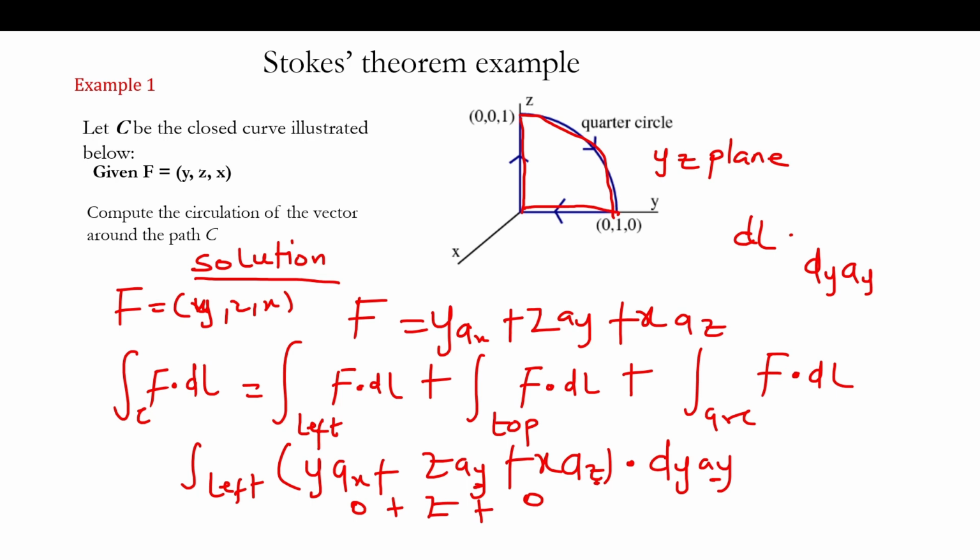But let's consider something. Along the left, x is 0, y is 1, z is 0. So that means my z here is also going to be 0. So the final answer for the integral along the left path is going to be 0.